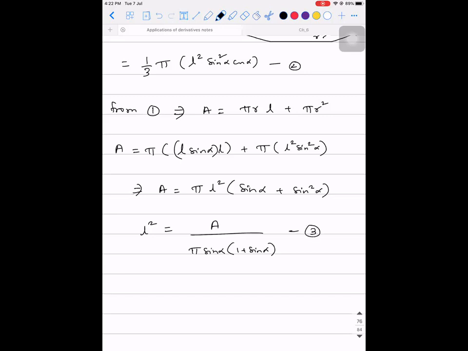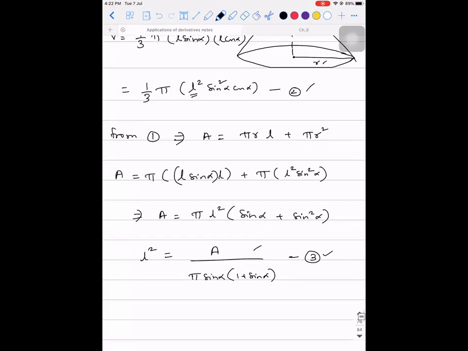So I will take this as equation number 3. Take 3 and substitute it in 2. In the place of L square, replace with this parameter. Then you will get the volume as a function of sin alpha, volume as a function of alpha, then differentiate and then proceed. Sir, it will be L cube, sir.